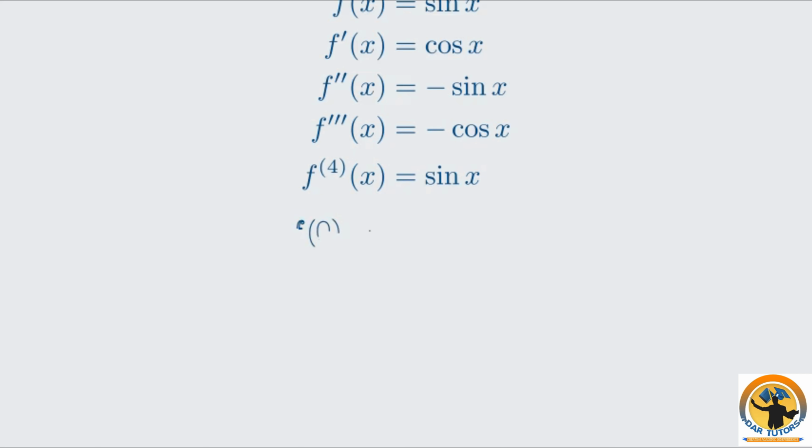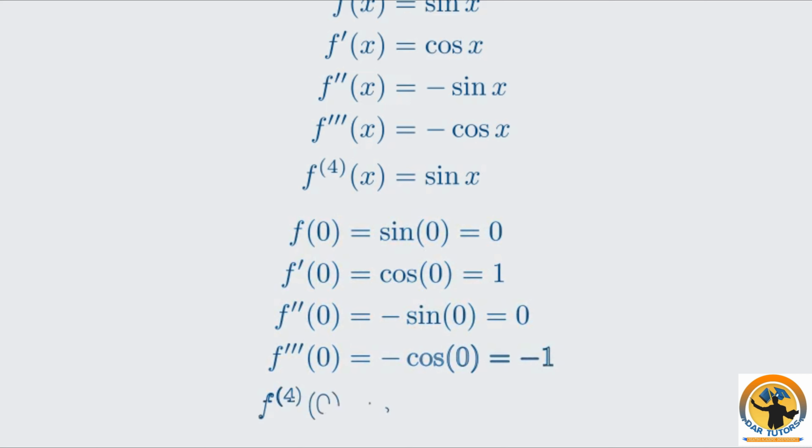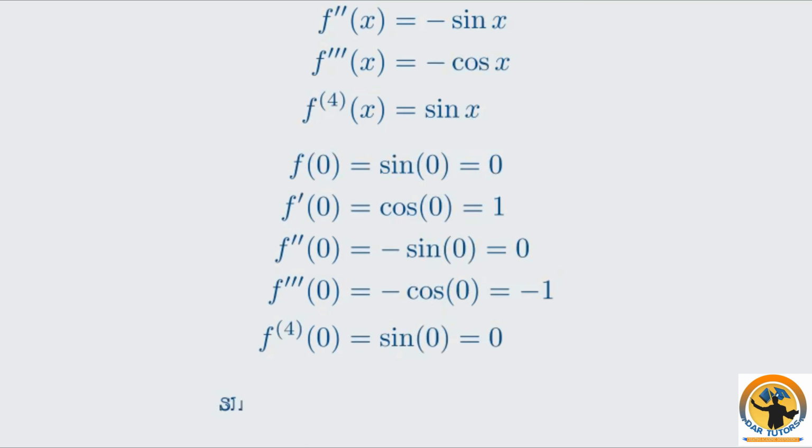F of 0 is sine of 0, which is 0. F prime of 0 is cosine of 0, which is 1. F double prime of 0 is 0. F triple prime of 0 is negative 1. The pattern of coefficients is 0, 1, 0, negative 1, 0, 1, and so on. Substituting these into the Maclaurin series formula, we see that all the even-powered terms will be 0. The series for sine x only contains odd powers of x.